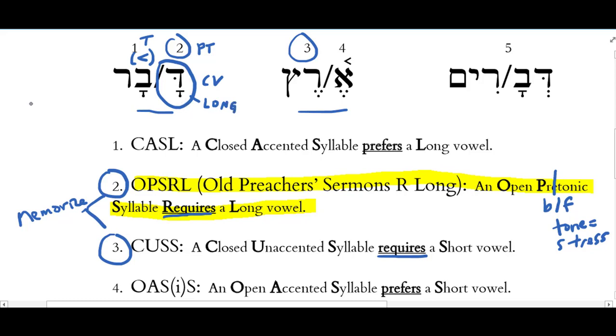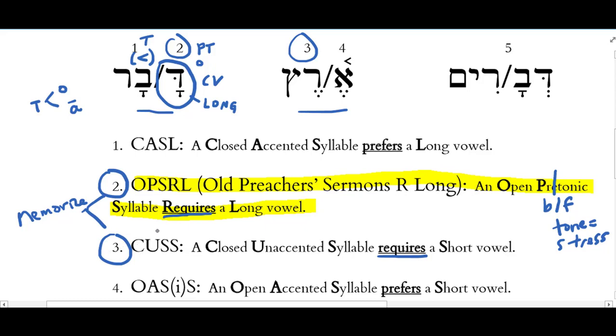You know that a kametz could be a short O or a long A. Which one must it be here? Right. Since Hebrew requires a long vowel in an open and pretonic syllable, then this must be the long A. And it is. Da-var. Da-var. So old preachers' sermons are long. An open pretonic syllable requires a long vowel.